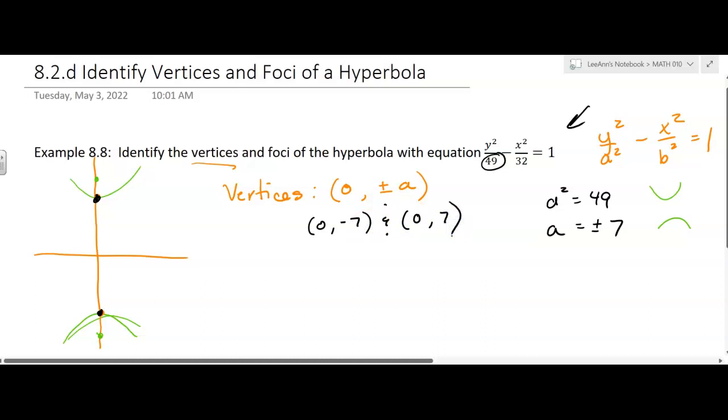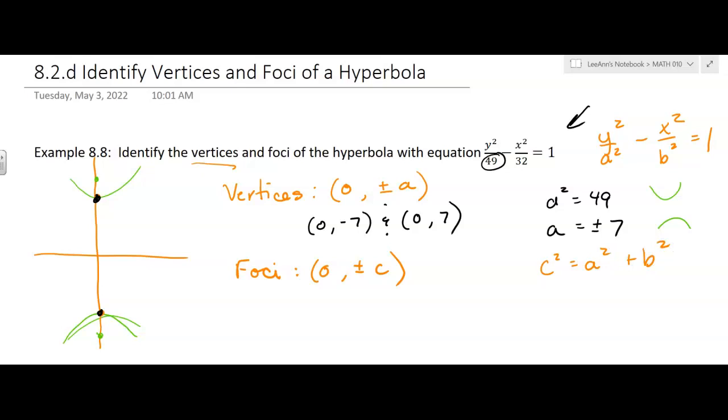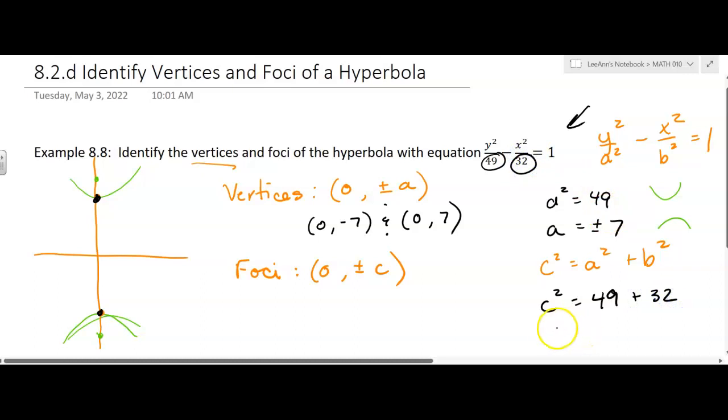Now, what about the foci? The foci are at 0, comma, plus or minus c. But we don't know what c is. We know that c squared equals a squared plus b squared. And now we know what a squared is. That's 49. And we know what b squared is. That's 32. And so if we add those together, what do we get?